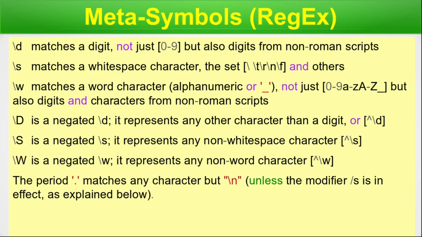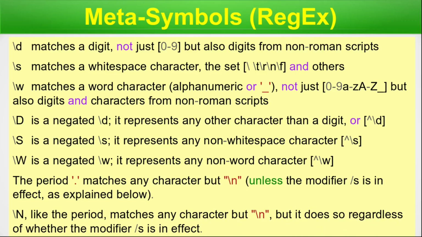The period, the dot, matches any character but \n, unless the modifier /s has an effect, as explained below. \N is like the period, it matches any character but \n, but does so regardless of whether the modifier /s is in effect. You will see examples of all these throughout this episode, so don't worry, let's move on.